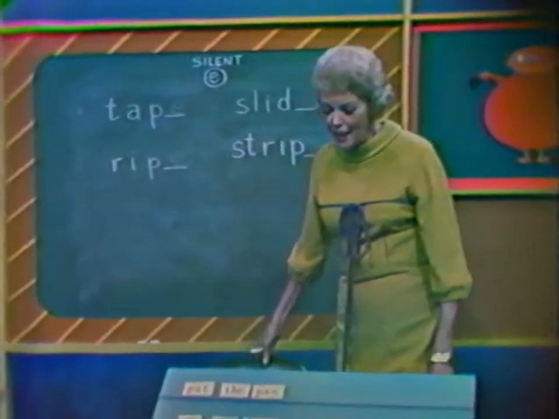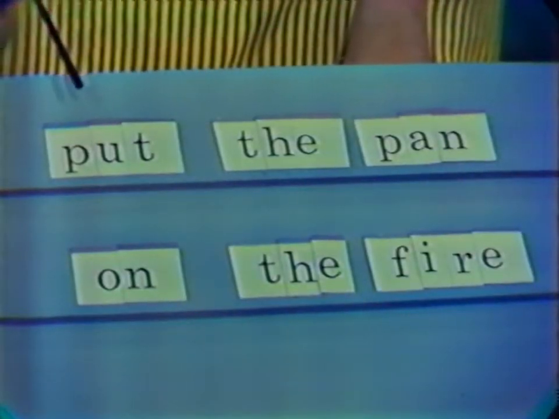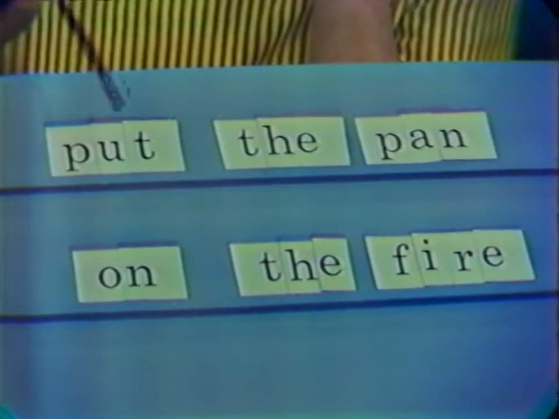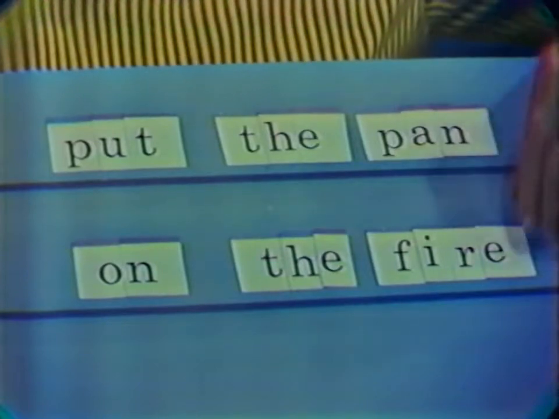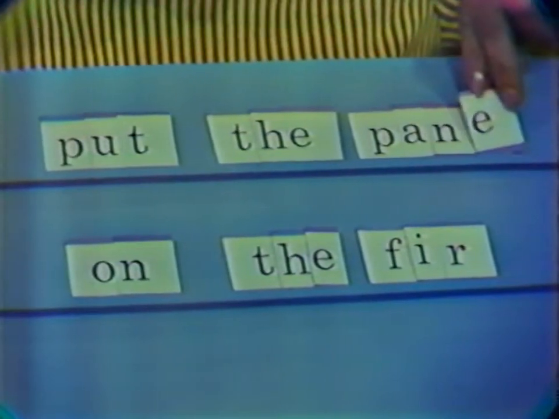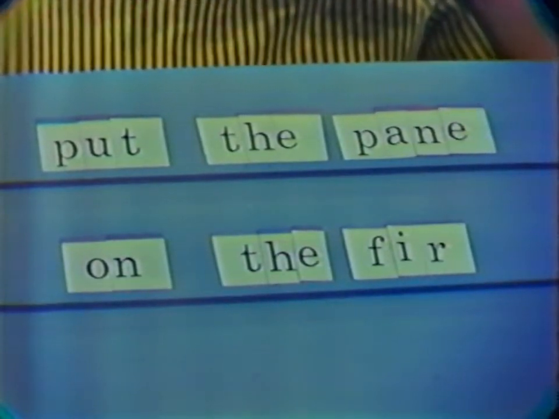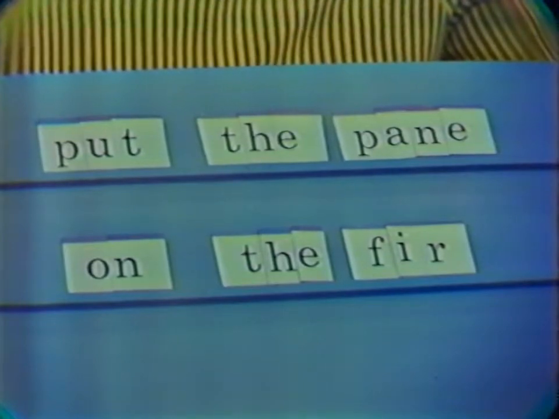Now, let's just look at this sentence. Here it is. Put the pan on the fire. That makes sense, doesn't it? But now, just for fun, let's move this E and put it here. And now it says, put the pan on the fur. That doesn't make sense at all, does it?